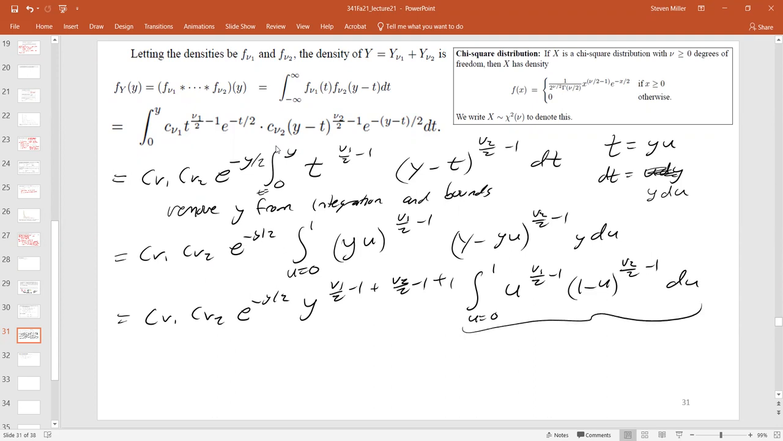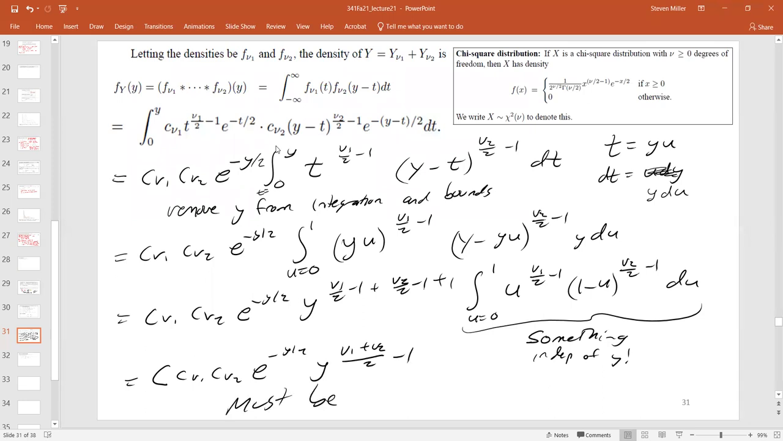Do people recognize this as a beta distribution? Yeah, I don't think it should. It's just something. Right? It has no y dependence. Independent of y. It's just some number. So now we have the normalization constants, say, c nu 1, c nu 2, e to the negative y halves, y to the nu 1 plus nu 2 over 2 minus 1. Must be chi squared with parameters nu 1 plus nu 2.